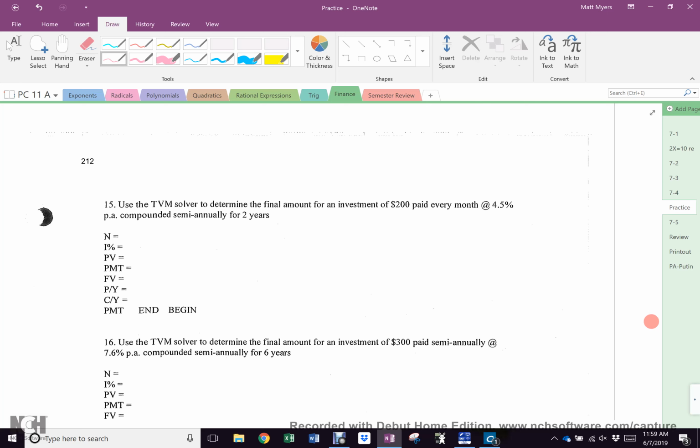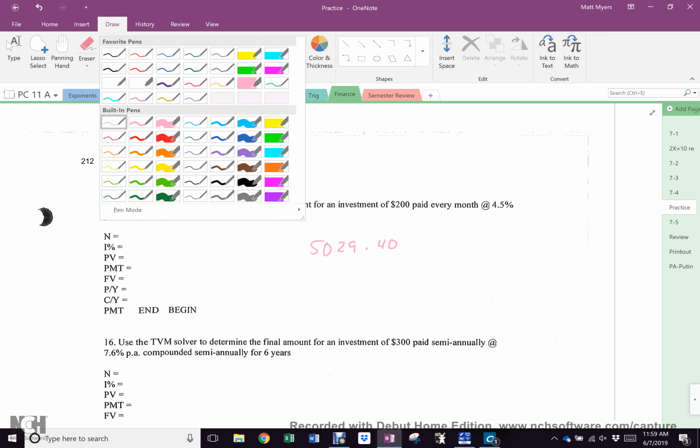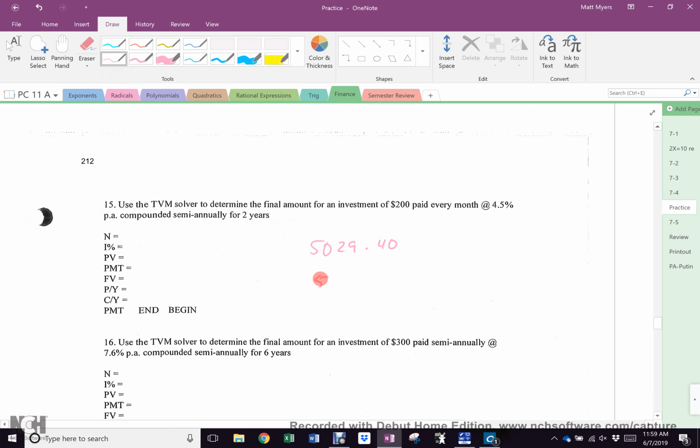All right. 15. Take it away, Isabel. Ooh, I have 5,031. Ooh, intrigue. Isabel, 5,029. What? 40. And I'll go with gray because that's my hair color. Shut up. I know. 5,031.60. Dun, dun, dun.